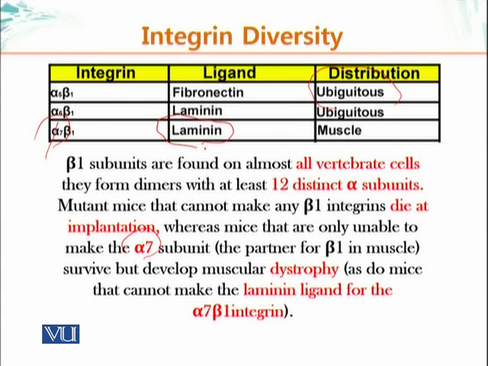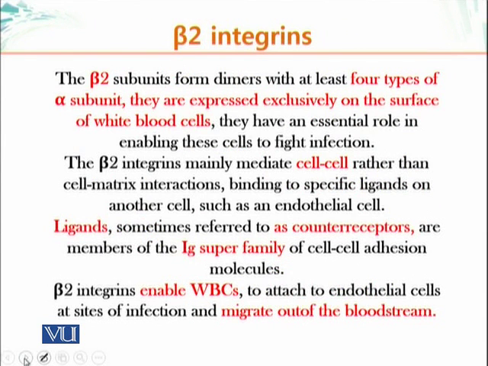This data suggests that this particular integrin is most likely binding this laminin. The beta-2 subunits form dimers with at least 4 types of alpha subunits. They are expressed exclusively on the surface of white blood cells. They have an essential role in enabling these cells to fight infection. I'll show how this system works.